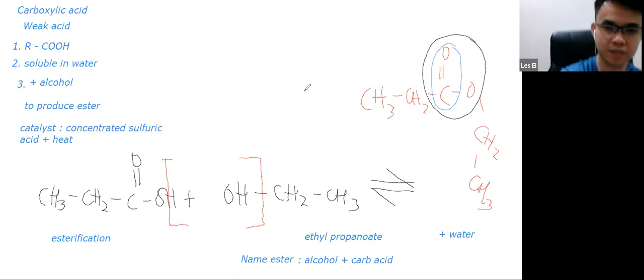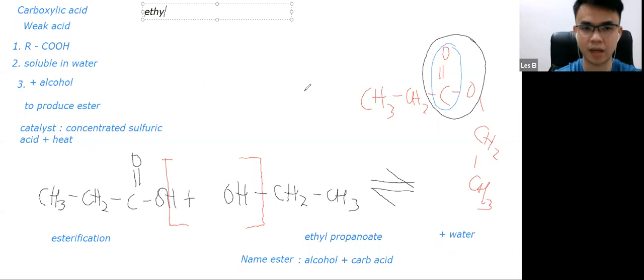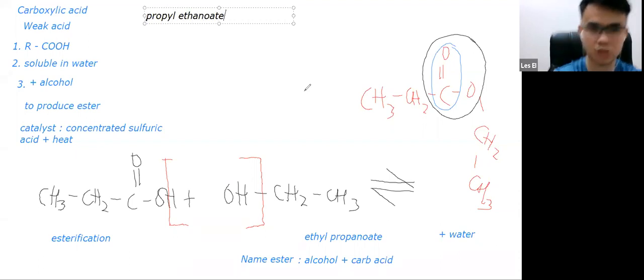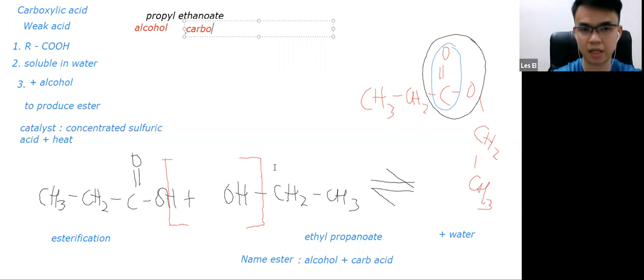Okay, so for example, I name an ester. I give a name, let's say ethyl propanoate. Sorry, propyl ethanoate. Propyl ethanoate. So the propyl is representing the alcohol, and the ethanoate is representing the carboxylic acid.